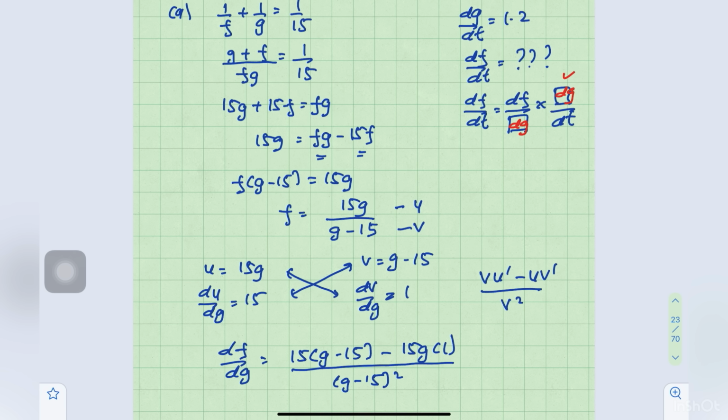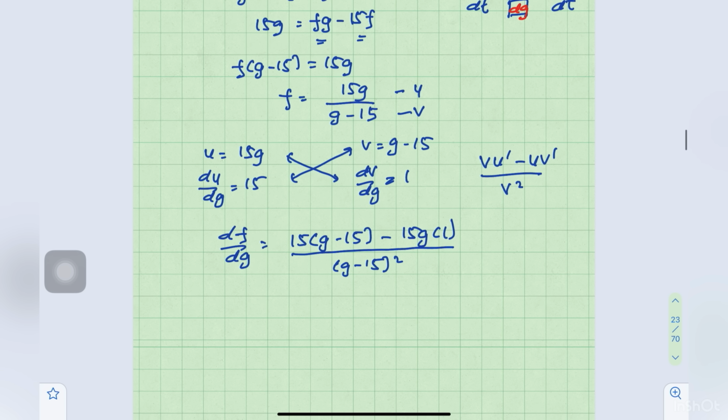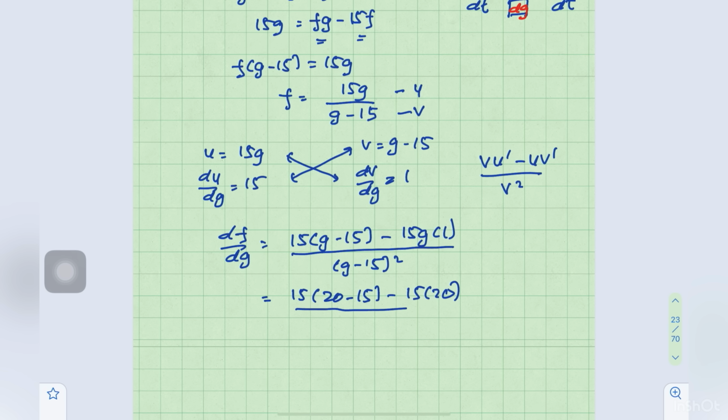Okay. So, from the question, dia bagi g is, sorry, 20. So, kita tak payah nak simplify. We just substitute 20 into g. So, 15 times 20 minus 15 minus 15 times 20 satu-satu lah eh. So, sama. So, 20 minus 15 squared. Okay, so ni kita simplify. Kita boleh dapat negative 225 over 25 is negative 9.